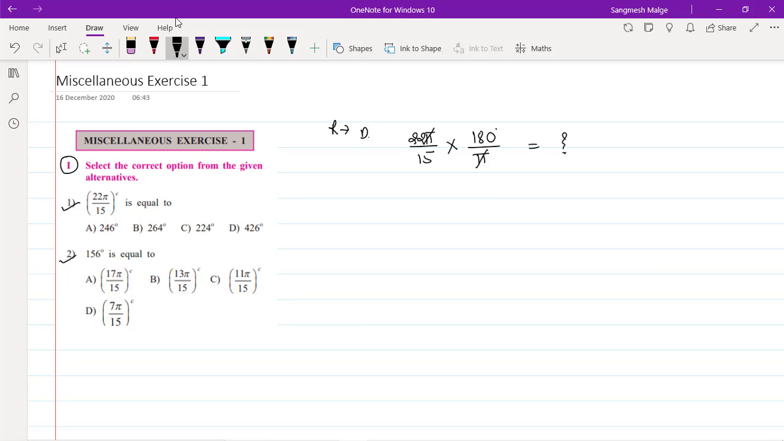Yes sir. Great, 156 degree. 156 degree, we have to convert it into radian. That means first comes pi radian, and below it comes 180 degree. Again do the simplification and please submit the answers by today evening.